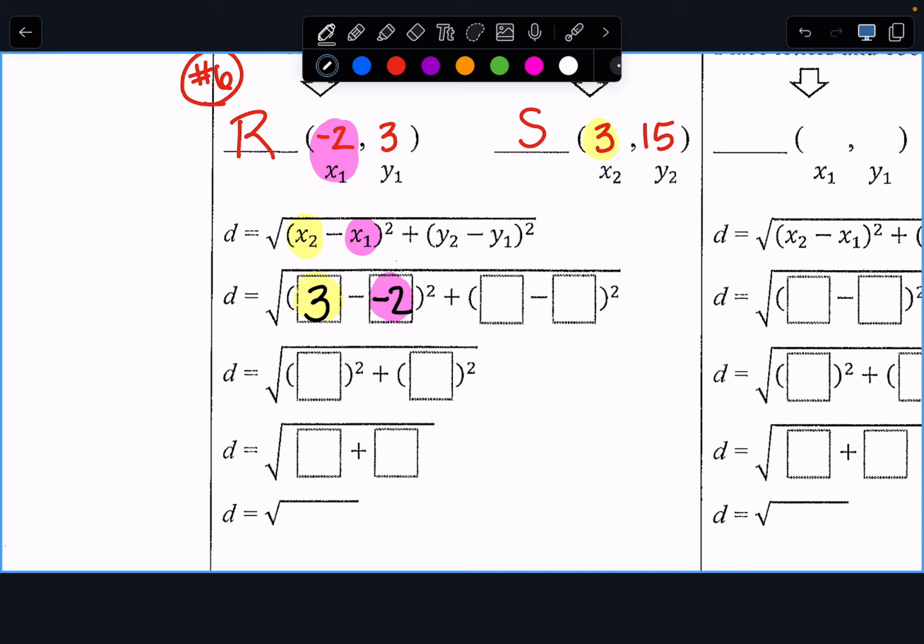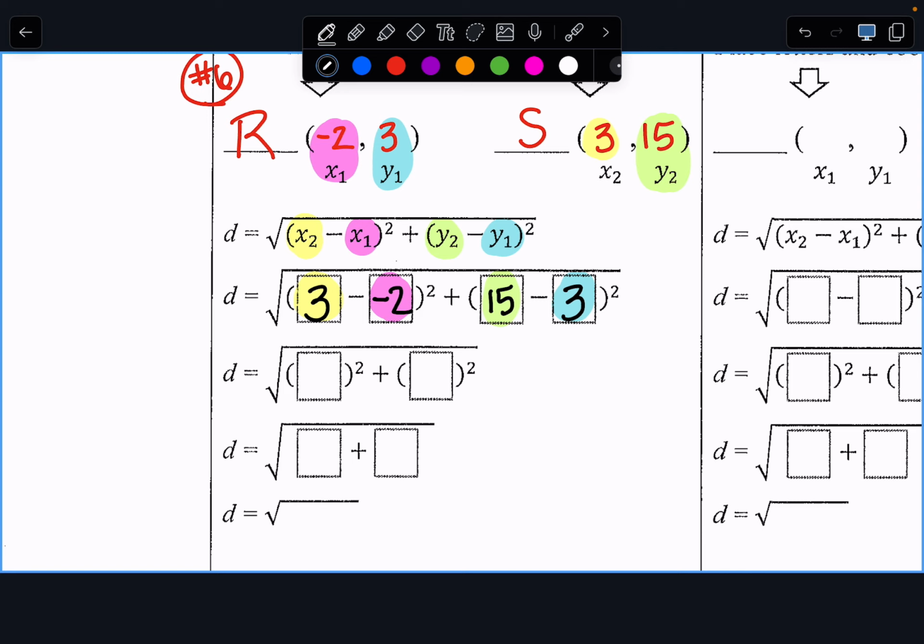Okay, now in the next box, I need y2. Where's that number? 15. So I'm going to put 15 right here. Then we have y1. y1 is from the first coordinate. That's why I call it y1, and it's 3. Okay, so what I've done is I've taken our coordinates and I've put them in the correct boxes. Now we do math.